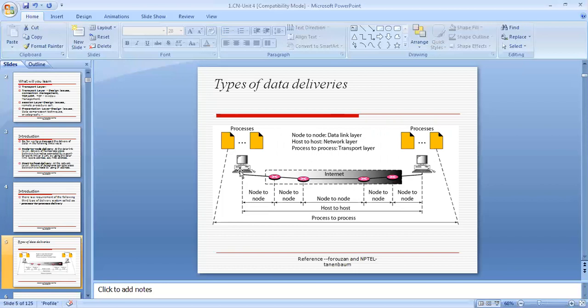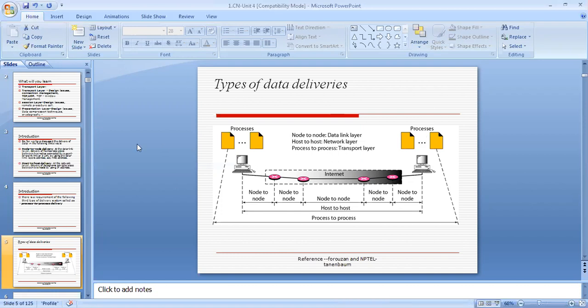Now, when the message is sent from machine number one to machine number two, this is called host-to-host communication. And finally, from the respective sending process to the respective receiving process, this communication is called process-to-process communication. Process-to-process communication, also called end-to-end communication, is the responsibility of the transport layer. So providing the guarantee that the message has been transferred from the sending process to the receiving process is called process to process or end to end communication.